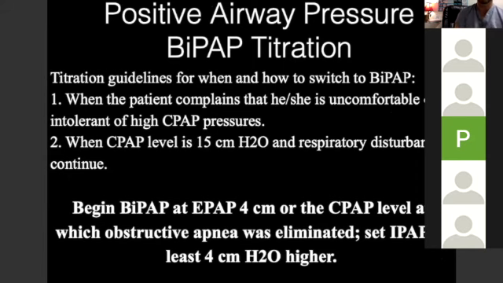All right, so titration guidelines for when and how to switch to BiPAP. When a patient complains that he or she is uncomfortable or is intolerant to CPAP pressures, or when the CPAP is 15 and respiratory disturbances continue, begin BiPAP at an EPAP of 4 or a CPAP level at which the obstructive apnea was eliminated. So in other words, if you're on CPAP of 12, you wouldn't go to an EPAP of 4. You would go 17 over 12, kind of thing.